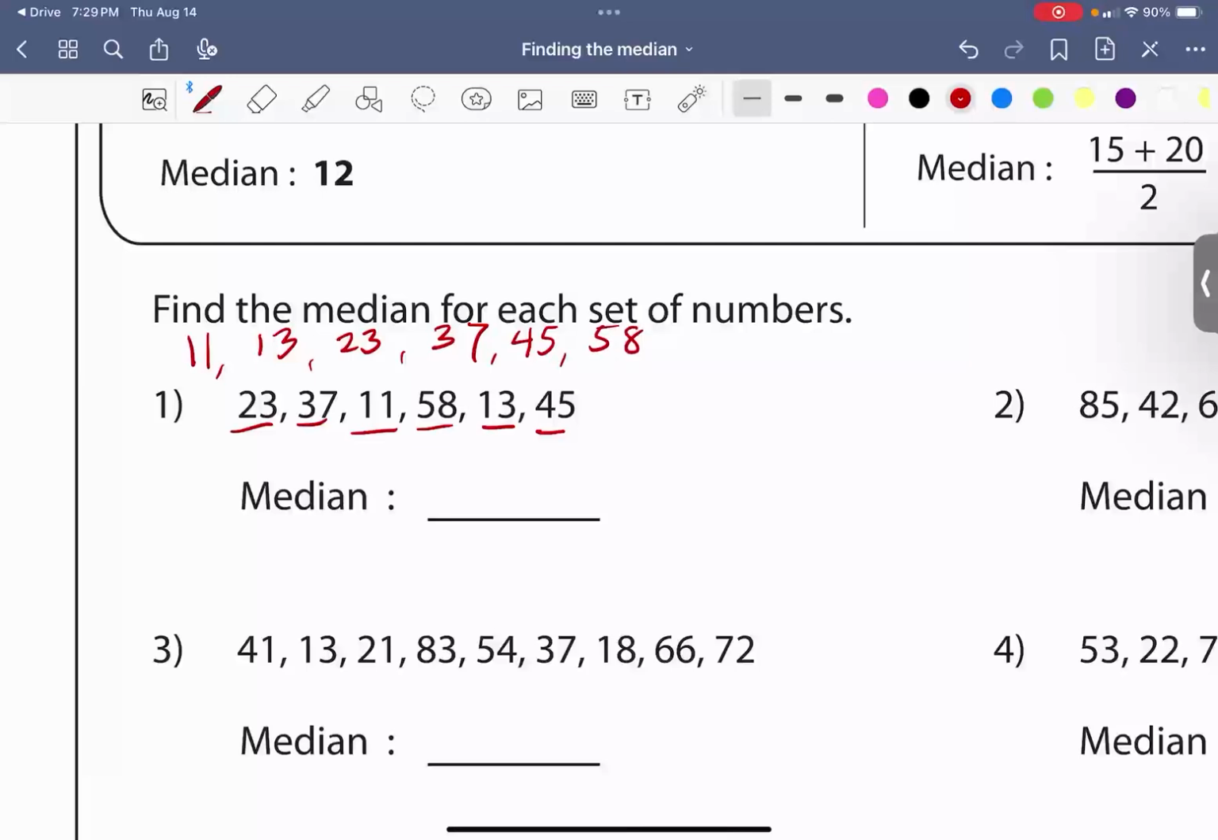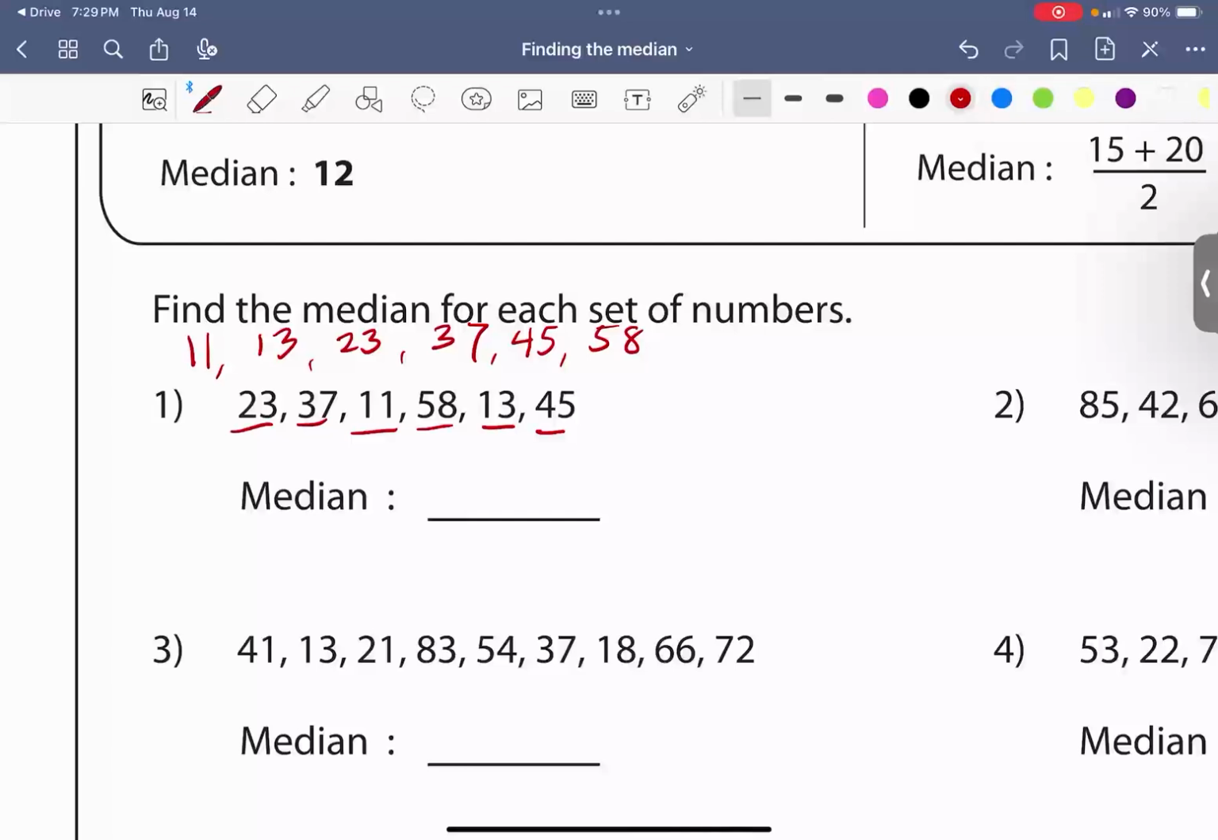So now I'm going to count the numbers and see how many I have. If I have an odd number, then it's going to be easy to see the number in the middle. If I have an even number, then I'm going to have to add the two numbers in the middle. So let's see, I have 1, 2, 3, 4, 5, 6. So I have an even amount of numbers. So that means the two in the middle I'm going to have to add them.